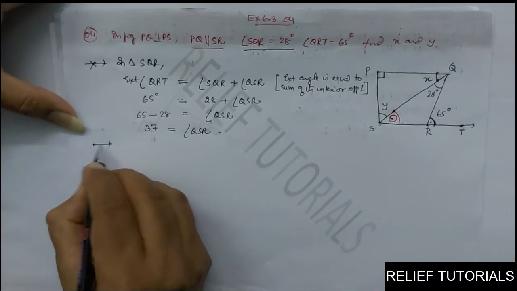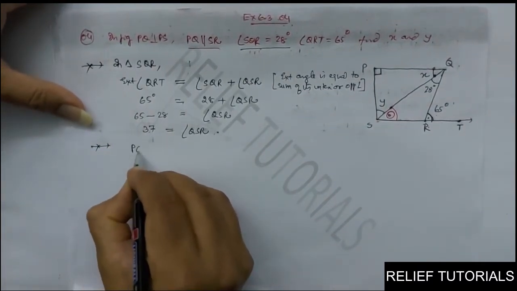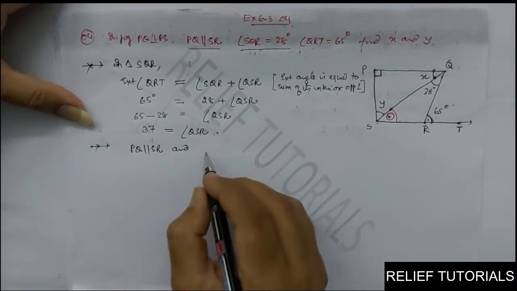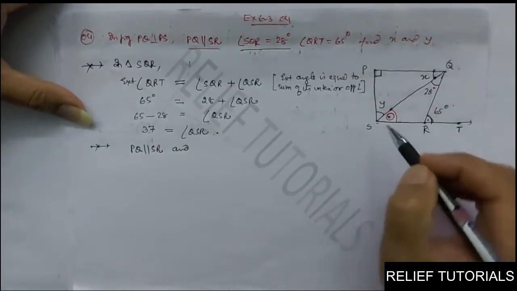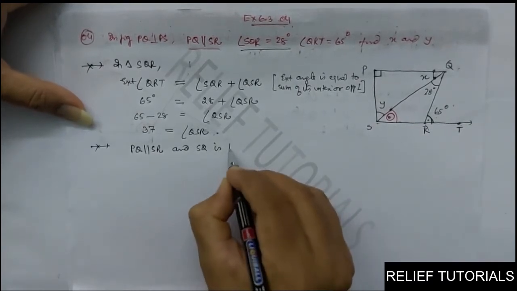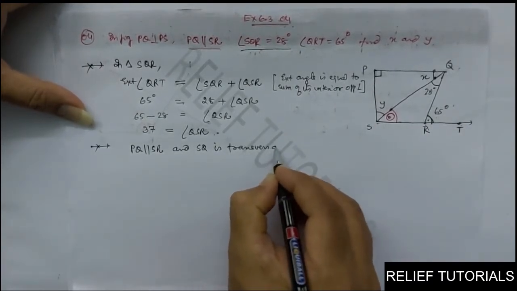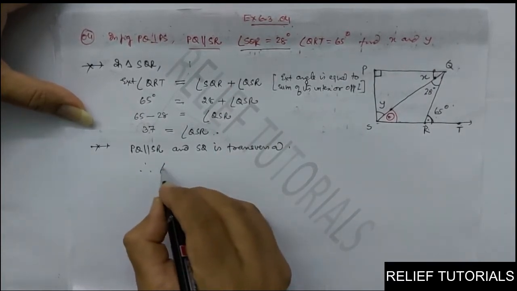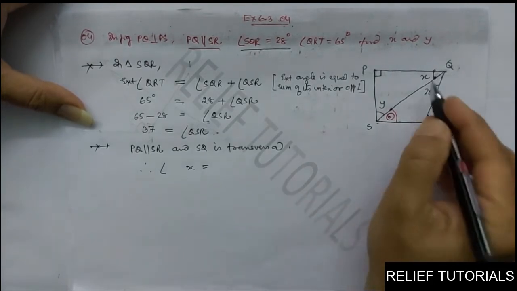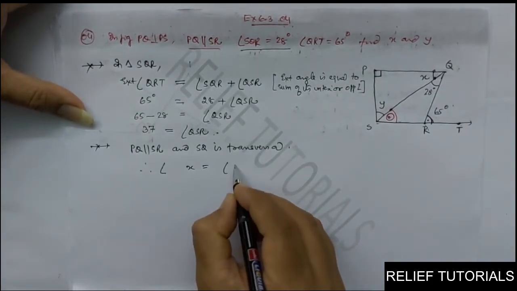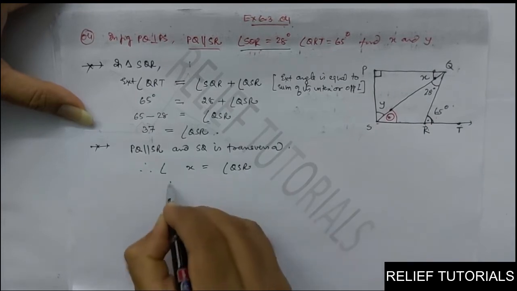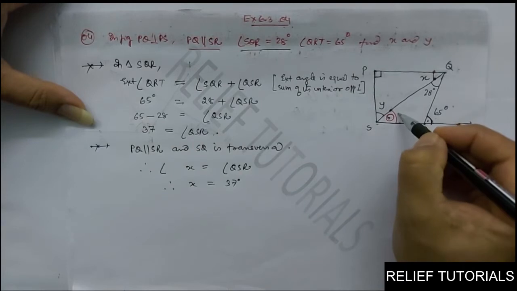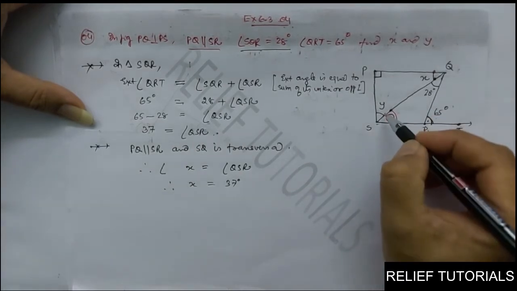So now we'll write. First phase we have completed, now second phase. What is given? PQ is parallel to SR, given, and SQ is transversal. So therefore angle X is equal to angle QSR. So therefore X is equal to 37. So this is 37, so this is also 37. Now you have to find Y.